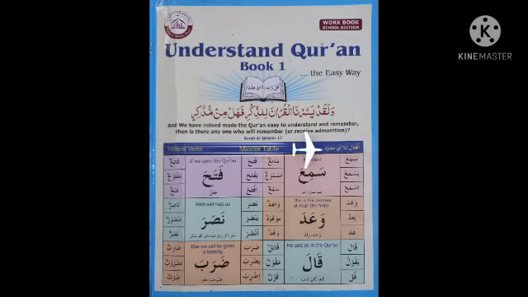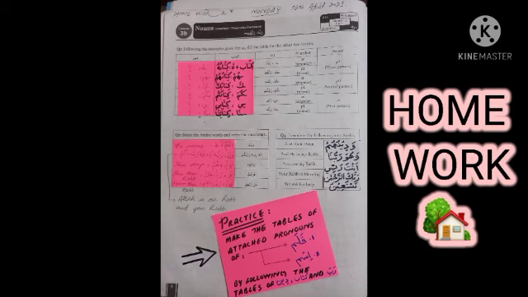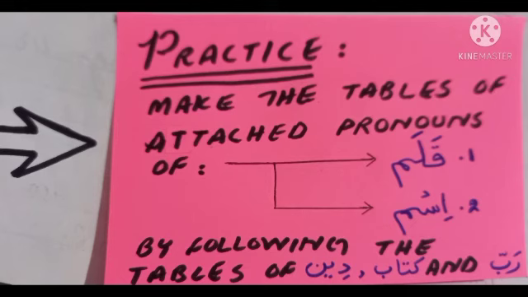Now we are going to talk about the homework. For this, you have to open your workbook. This is page number 8. Just fill all the blanks according to the directions and as we have done. After completing this page, just open your notebook and make the tables of these two words, qalam and ism, with all the 6 attached pronouns.